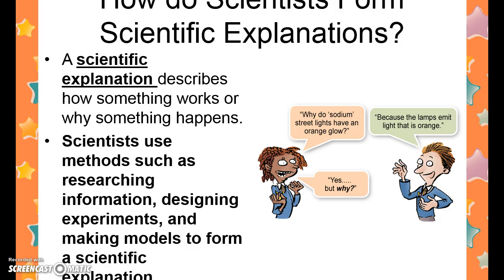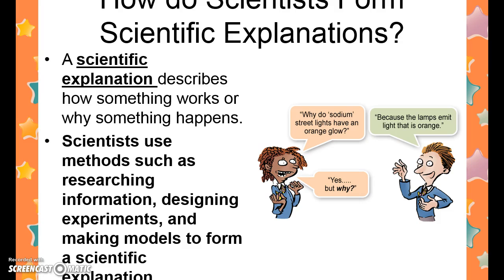All right, so how do scientists form scientific explanations? And so they do it pretty methodically. They're going to research information. They're going to design experiments, and they're going to make models to form their explanations. They're not just going to say, it happens because of this without any prior knowledge or researching. So explanations describe how something works or why something happens.